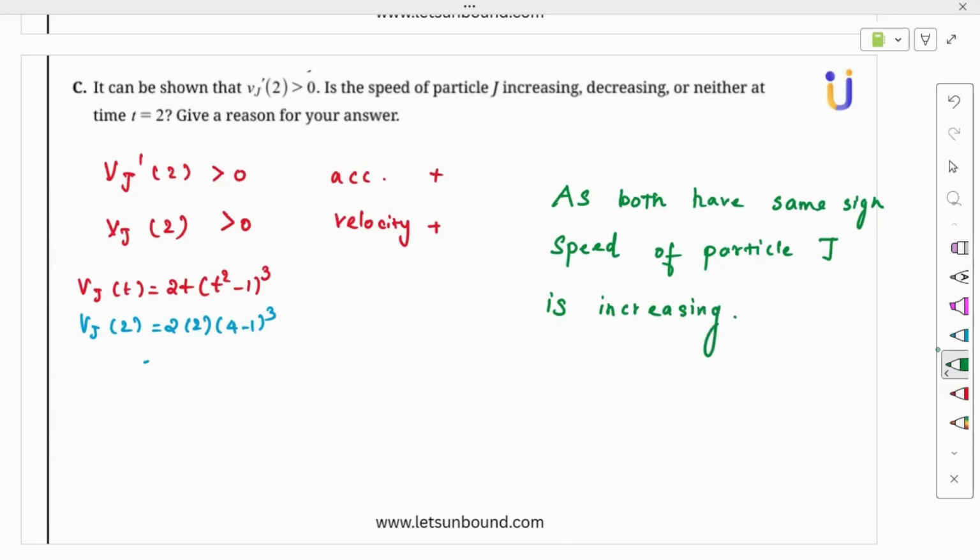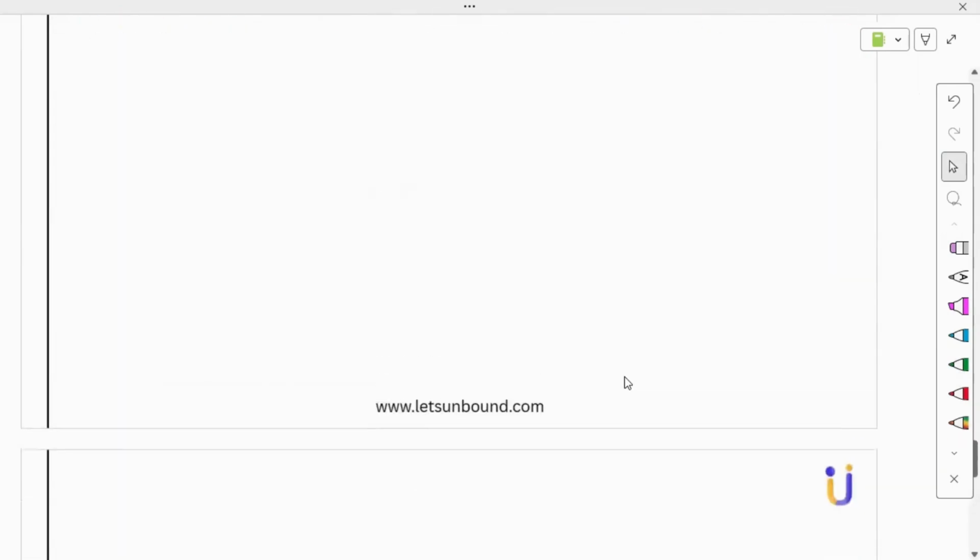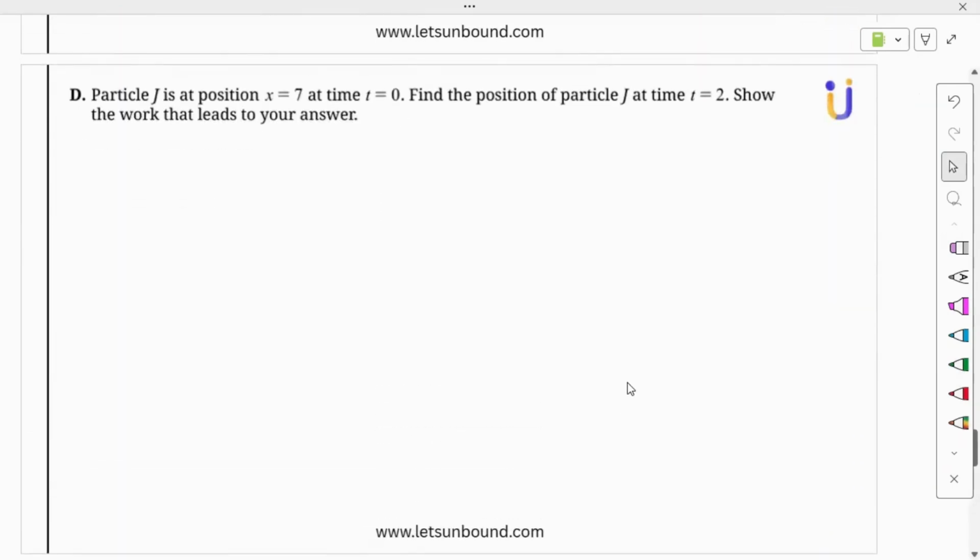Now we are moving into part D. Okay, here we go. Particle J is at position x equal to 7 at t equal to 0. Find the position of particle J at time t equal to 2. Show the work that leads to your answer. Okay, so how can I find it? xH of t is given to us, so finding that is very simple. But what about J? They directly give you the velocity of J, Vj of t equals 2t times (t squared minus 1) the whole cubed.